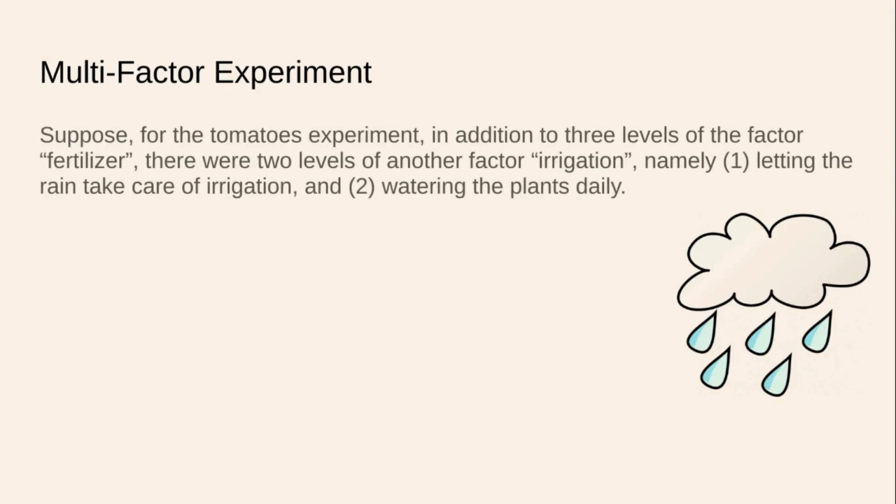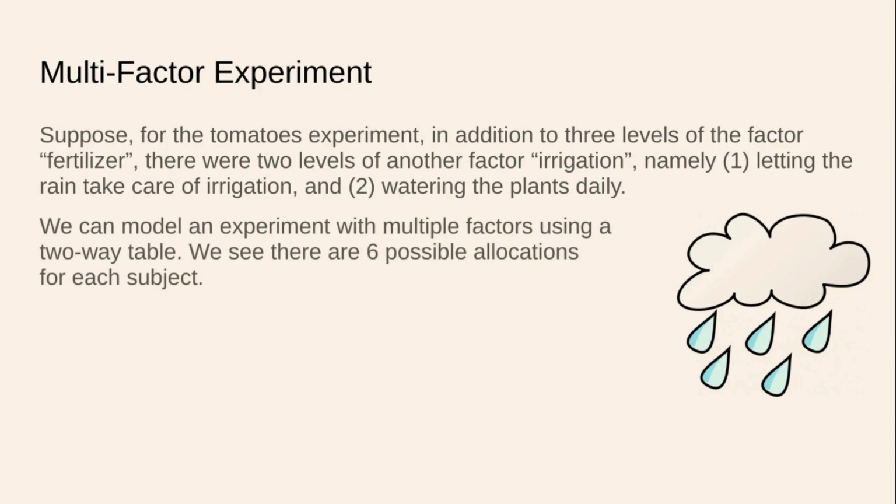So suppose for the tomatoes experiment, in addition to the 3 levels of the factor fertilizer, we were going to throw in 2 levels of another factor, irrigation. Namely, we could have let the rain take care of the irrigation, let nature do what it does. And number 2, we could also water the plants daily. We could take matters into our own hands in terms of what water the plants get. So now we have 2 factors, 2 explanatory variables. We have the fertilizer and we have irrigation, right?